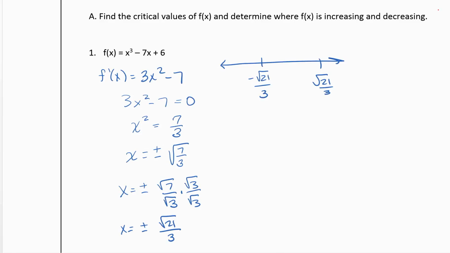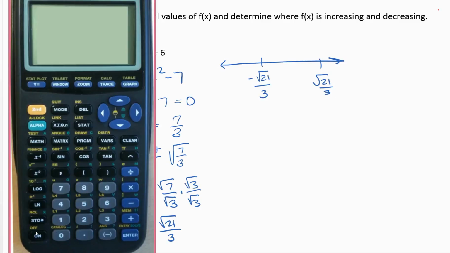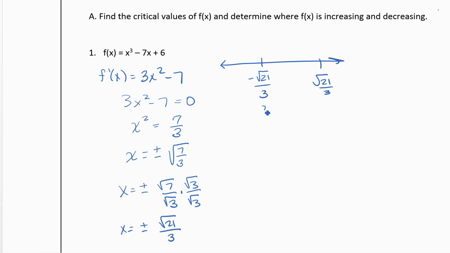Which, if you want to know about what that is, just to help you picture it, you can do the square root of 21 divided by 3. So that's about 1.5. This would be about negative 1.5. This would be about 1.5. So we want to test, is the derivative positive or negative on each of these intervals. So I like to put an f prime on this line just so I remember where I'm plugging stuff in.